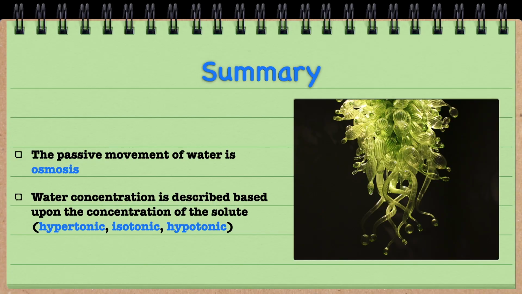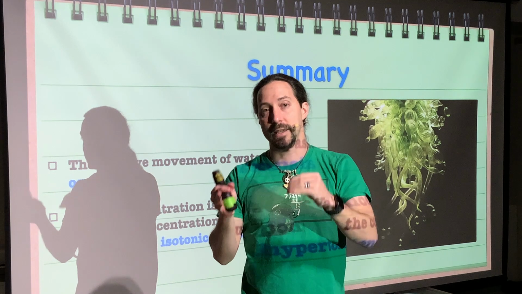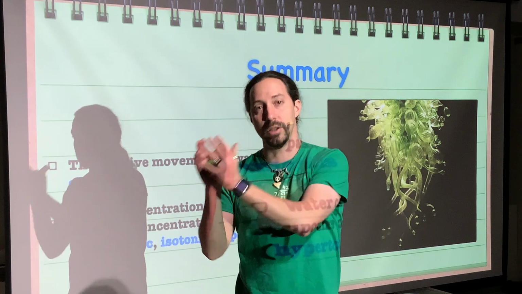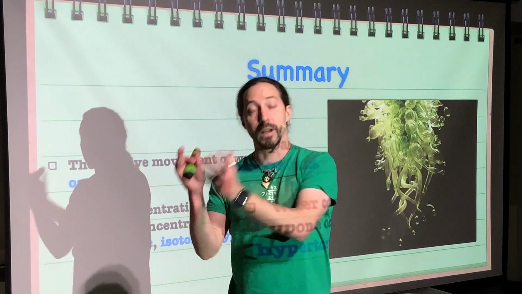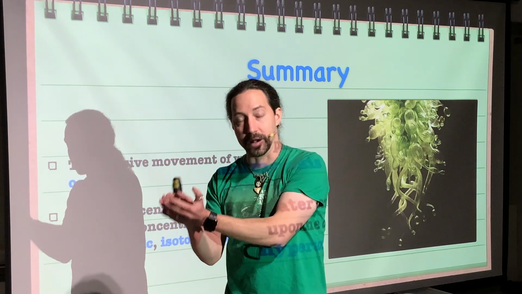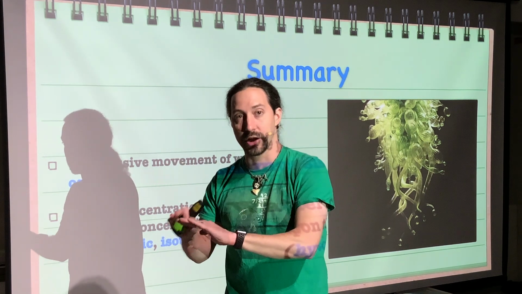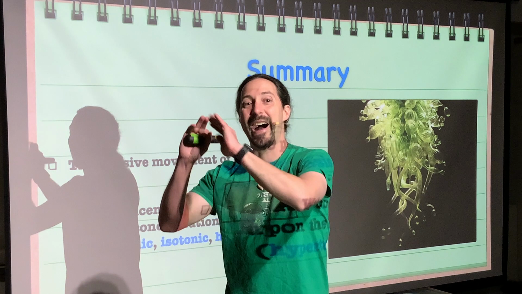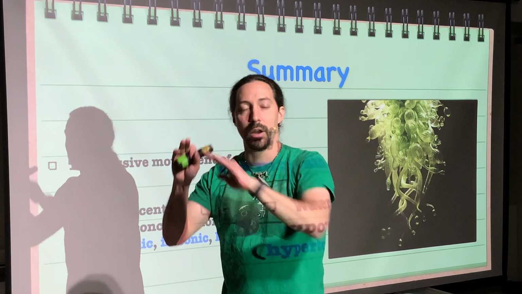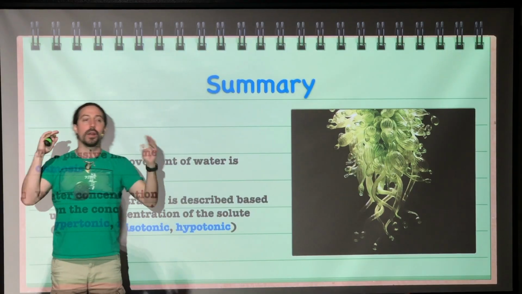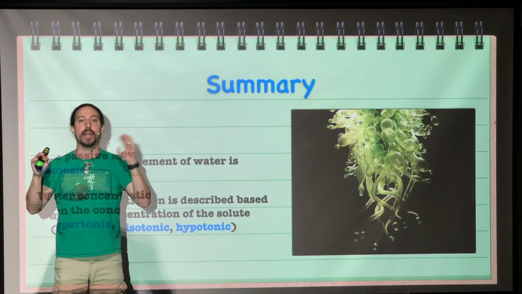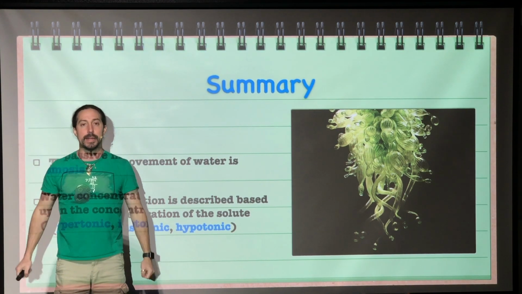If we have a hypertonic solution, that means we have a higher amount of solute in that solution compared to the other solution. But that means it has a lower amount of solvent in that solution compared to the other solution. The other solution would be a hypotonic solution, a lower concentration of solute, but a higher concentration of solvent. Or we end up with equal concentrations of both solute and solvent in both, and that would be isotonic.